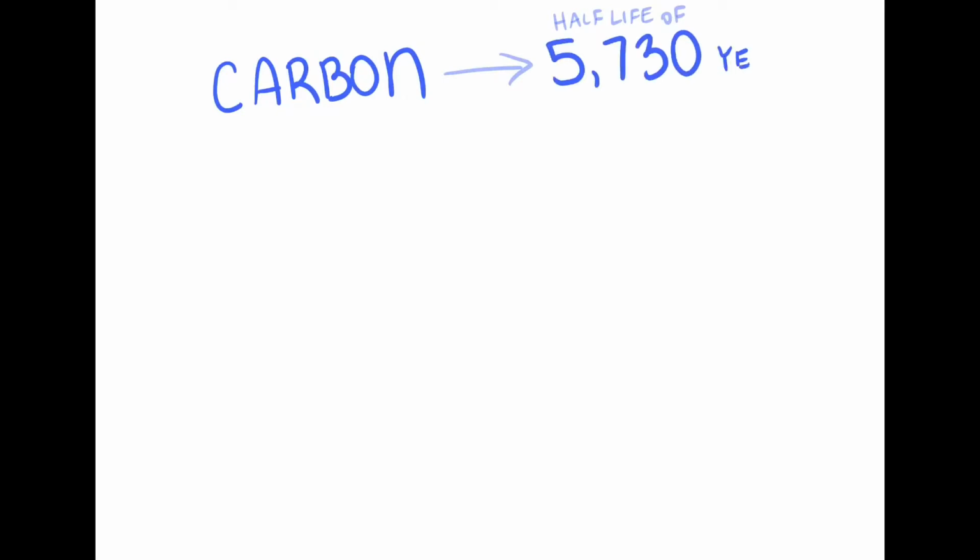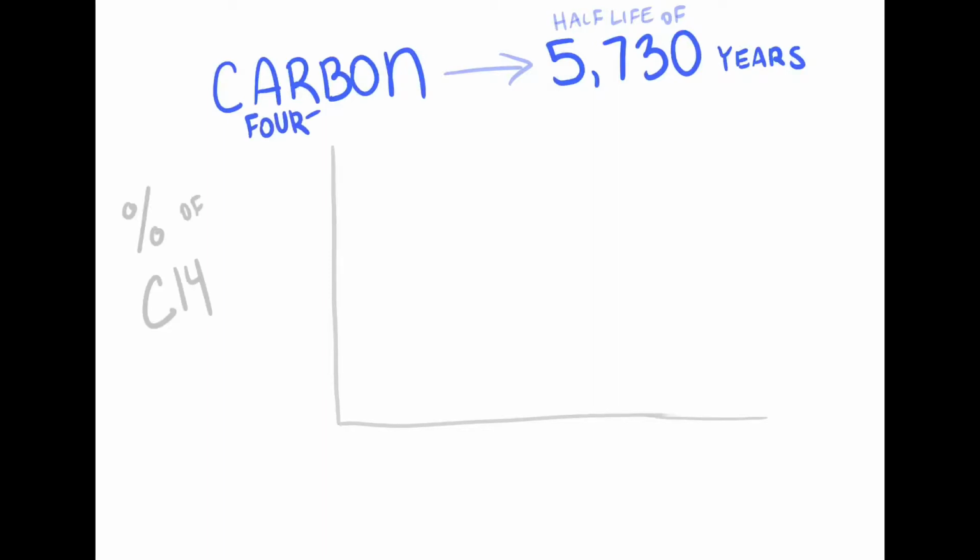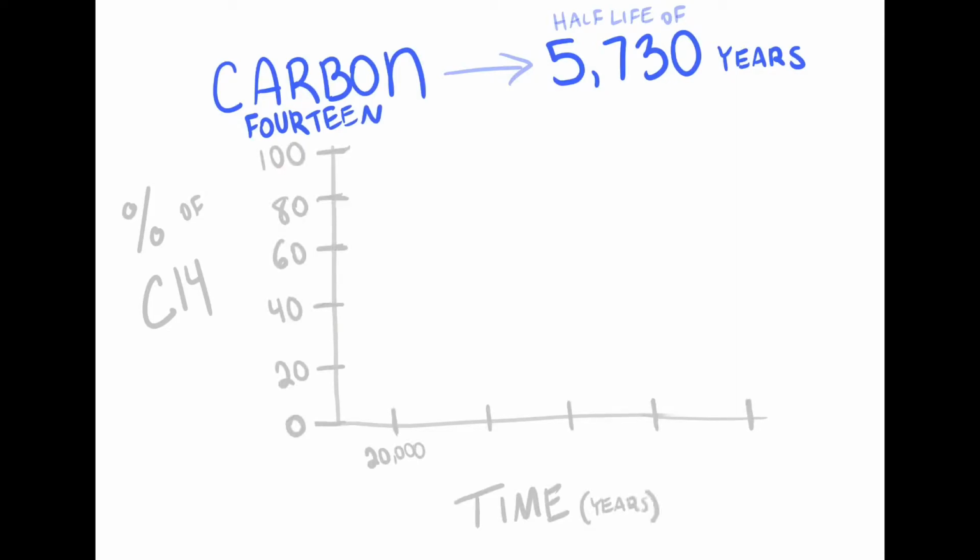So since we know that carbon-14 has a half-life of 5,730 years, let's look at a visual representation of that decay. On the y-axis, we have the percentage of carbon-14, while on the x-axis, we have the length of time in years. As we see by looking at this graph, the percentage of carbon-14 drops steeply within the first 30,000 years or so, coming to almost a plateau by the time we reach 50 to 60,000 years.